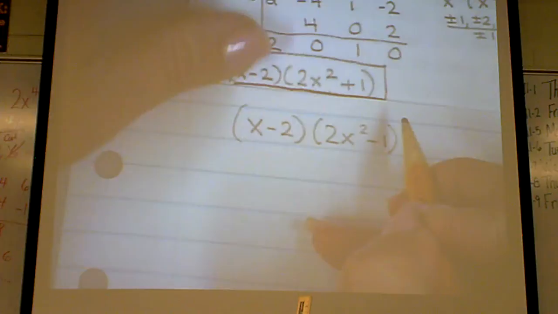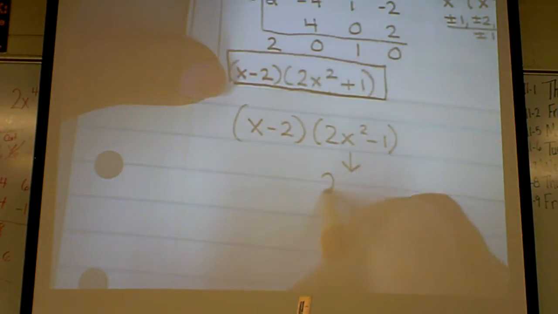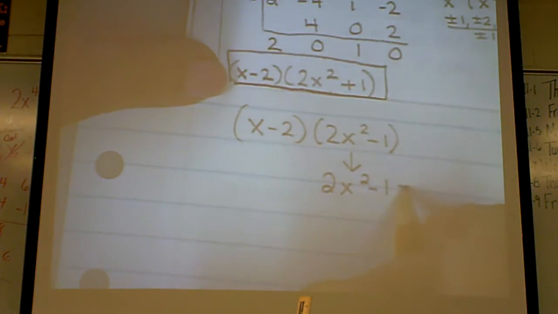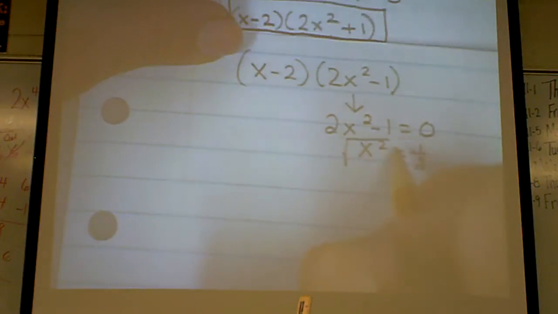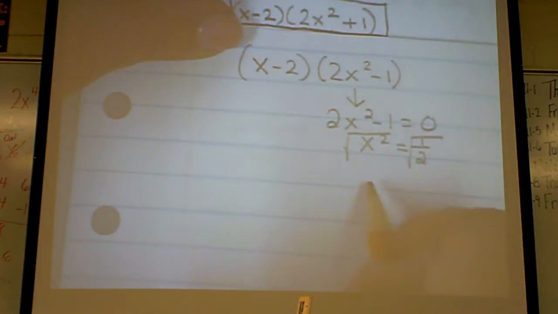Now what would you do? Now you'd have a positive underneath it. You're gonna add 1 and divide by 2. Now you get 1/2. And you square root both sides. Can you take the square root of a positive number? Yep.